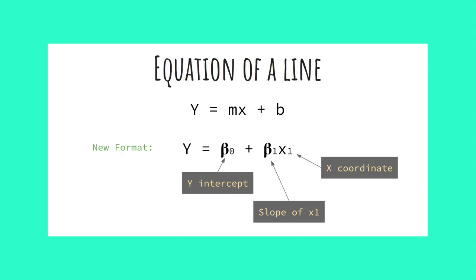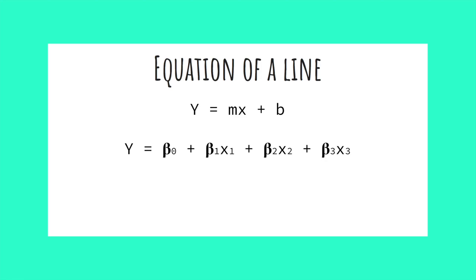In machine learning, we typically have more than one predictive variable. So in our example, we are predicting house price based off square footage. But what if we wanted to predict house prices with square footage, number of bedrooms, and number of bathrooms? Now we have three variables. Our equation for a line of y equals beta 0 plus beta 1 times x1 is no longer sufficient. With three variables, we need an equation that looks like this. y equals beta 0 plus beta 1 times x1 plus beta 2 times x2 plus beta 3 times x3.